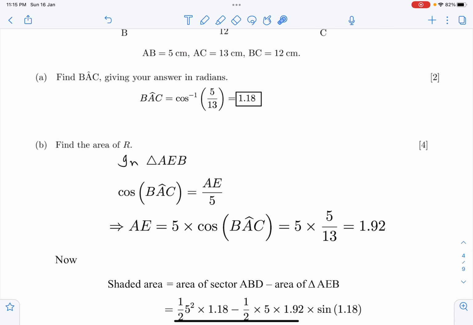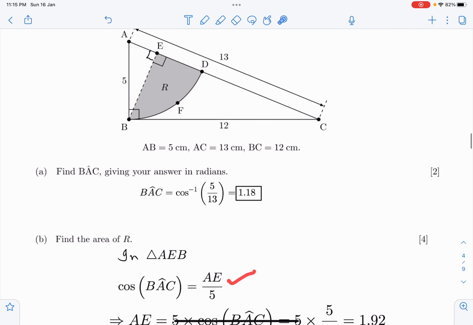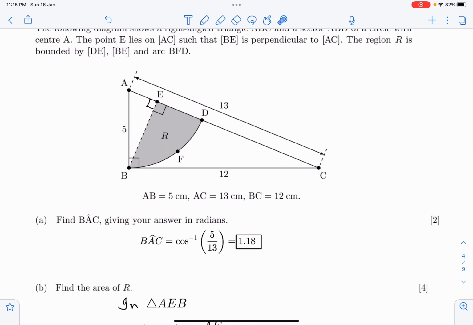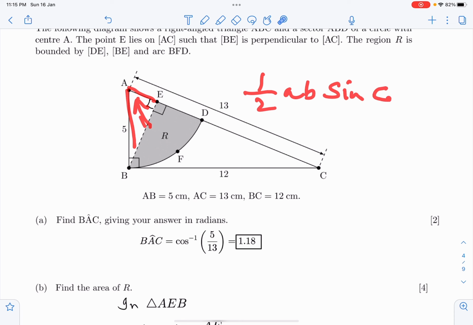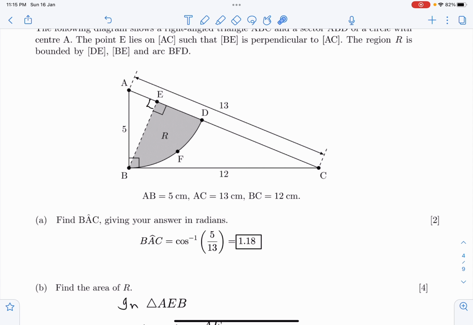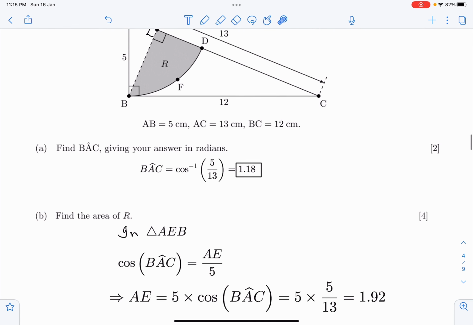So cos of BAC is AE upon 5. Instead of the whole side, I am using AE now, so that I can find the length of AE. Why do I need the length of AE? Because to find the area of this triangle, I need this side and the included angle. Do you remember? Half ab sine C. So I should have two sides and the angle between them. The angle between them is known, so I will find AE so that I can use that formula.